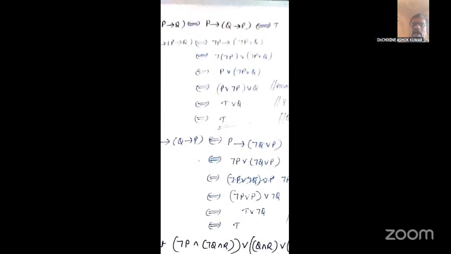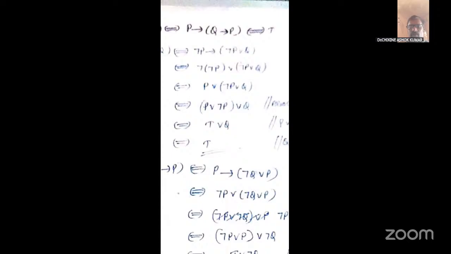In union, if any one of the statements is true, then the resultant value is true. Only when both are false will it go to false. But in the remaining three cases, TT, TF, FT, union always shows true. So we got this. Okay, is it clear? T union Q is equal to T. Yes, I proved negation of P implies Q is equal to true.